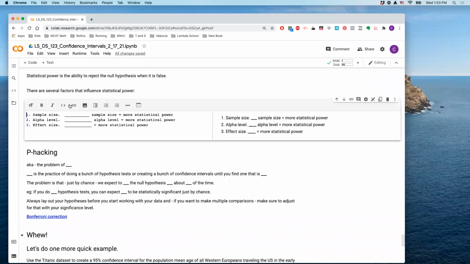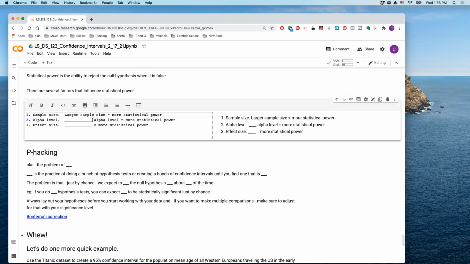So the first is sample size. So we want more power. Bigger sample size is always related to better things. So if we have a larger sample size, we end up with more statistical power. We end up with a more powerful test.